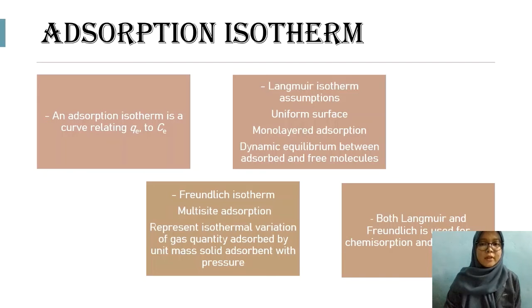Langmuir has several assumptions, which are uniform surface, monolayer adsorption, and dynamic equilibrium between adsorbed and free molecules. And Freundlich is for multi-site adsorption, and it represents the isothermal variation of gas quantity adsorbed by unit mass of solid adsorbent with pressure. Both Langmuir and Freundlich are used for chemisorption and physisorption.